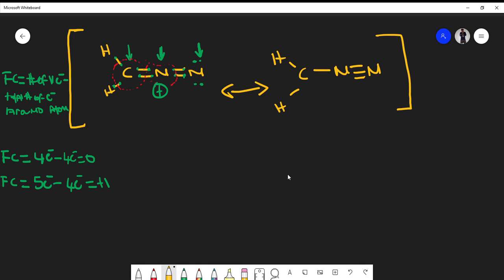So going with what we know, the formal charge of this nitrogen would be 5 electrons, from the fact that it's nitrogen, which we get from the periodic table, right? And now how many electrons do we have total around it? Well, look, we have 2, 4, 6. So this is 5 minus 6, and that's actually a negative 1. So this nitrogen has a negative 1 formal charge.